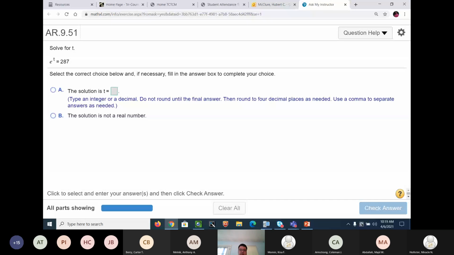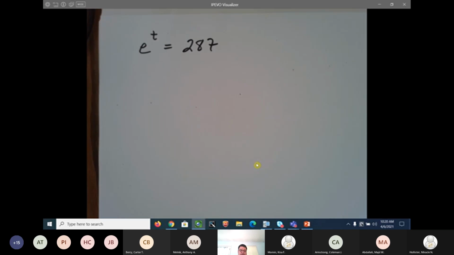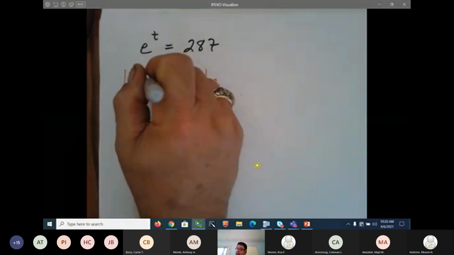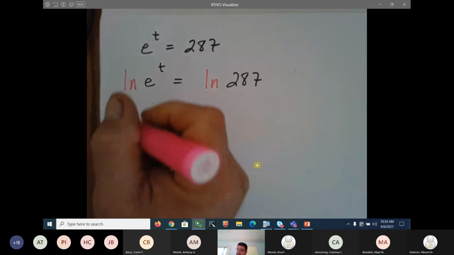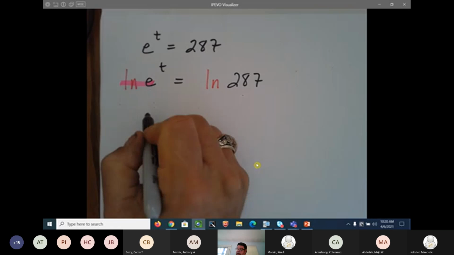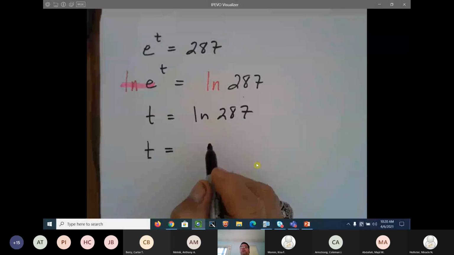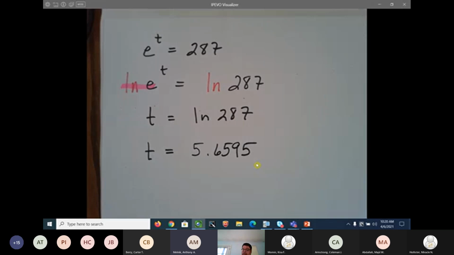All right, here we go. e to the t is equal to 287. And we know that we've got e to the variable. So I'm going to take the natural log of both sides. And natural log of e to the t cancels out and leaves you with t is equal to the natural log of 287. And somebody give me 4 decimal places, please. 5.6595. And that should be your answer.